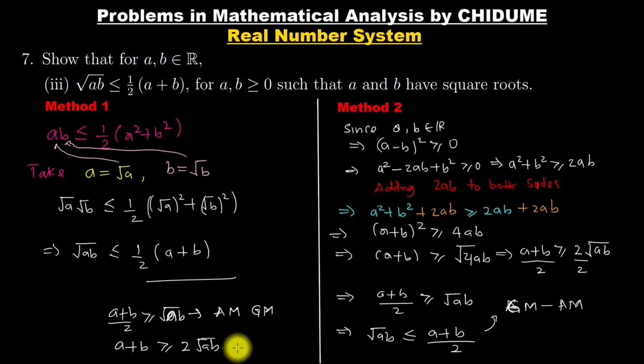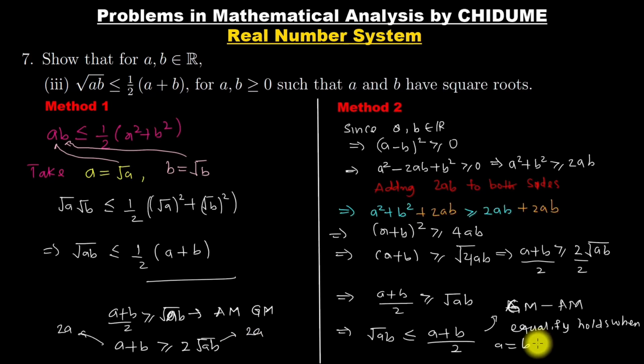And you can see that equality will hold when a equals b. Equality holds when a equals b. Got it? Because if a equals b, this side will be equal to 2a, and this side, if a equals b, will be the square root of a squared, which is 2a. So you can see that they are equal.